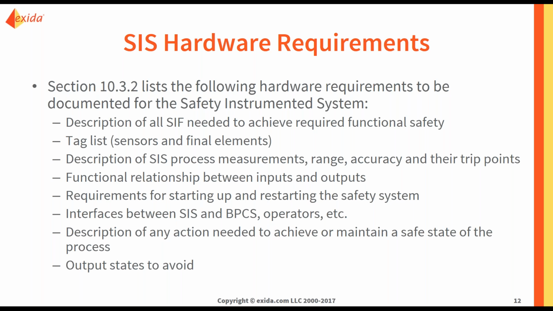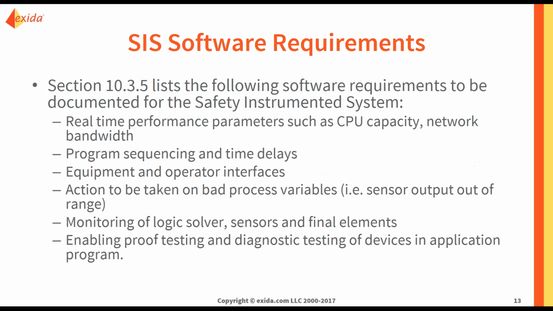So this is a high-level look at the hardware requirements for your entire safety instrumented system. The standard also goes over software requirements in section 10.3.5. These include real-time performance parameters such as CPU capacity, network bandwidth, as well as program sequencing and time delays.